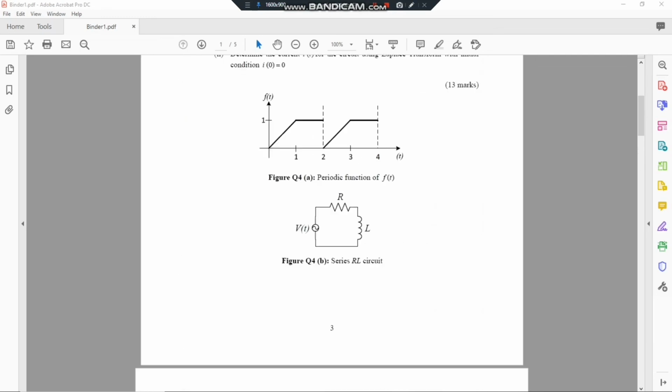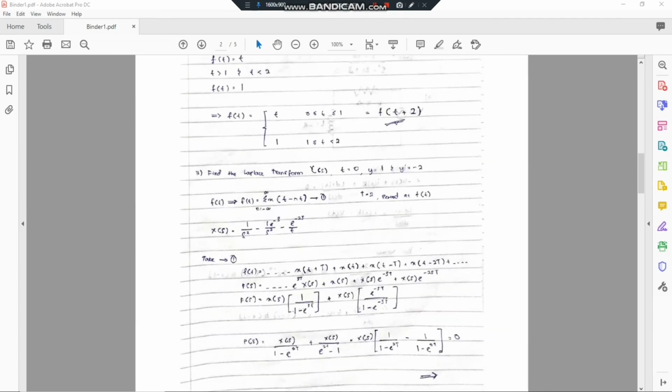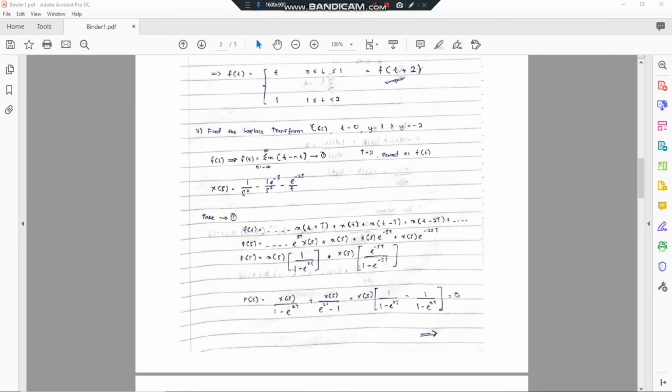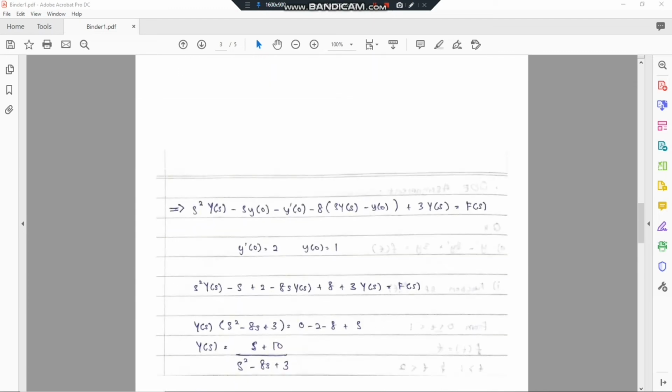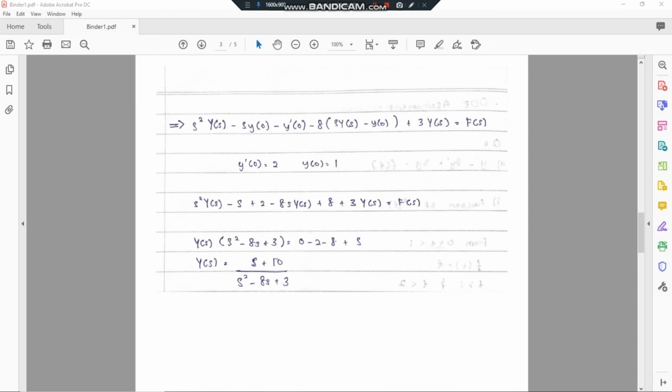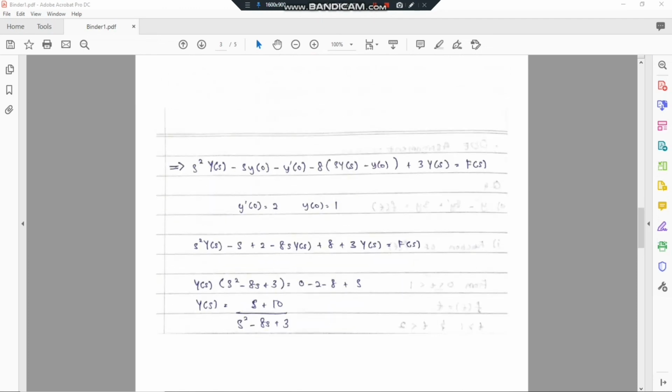And for the next one, number 2, we need to find the Laplace transform Y(s), with t equals 0, y equals 1, and y prime equals negative 2. So this is my manual calculation, as you can see, and this is my final answer. I will show you the calculation from MATLAB.